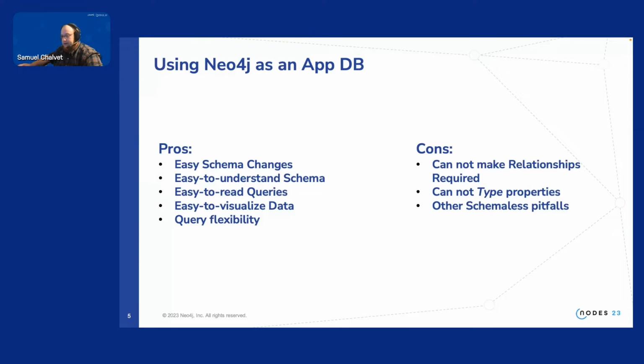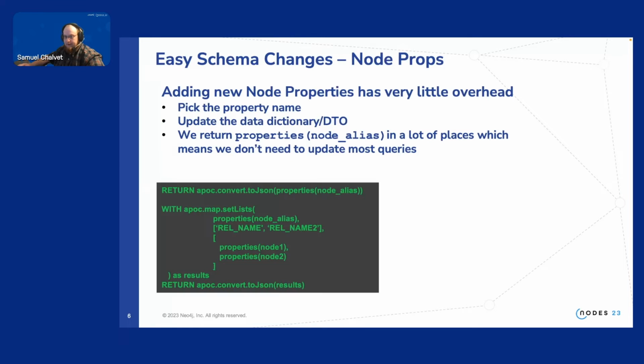Namely, the easy schema changes, an easy to understand schema, and being able to explain it and go over it. Easy to read queries makes onboarding new developers really fast and makes going over existing work much easier. Easy to visualize data, and then we'll look at some query flexibility. There are some cons in using a schemaless database if you're not used to it, that can pop up. They're typically all related to just the fact that Neo4j is schemaless, and we'll go over some of those as well.